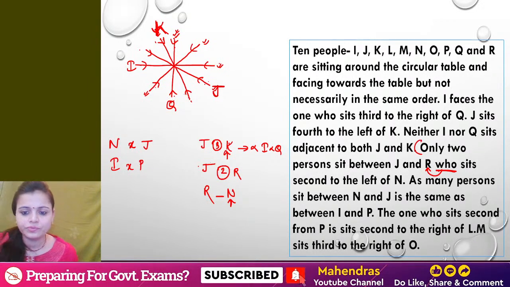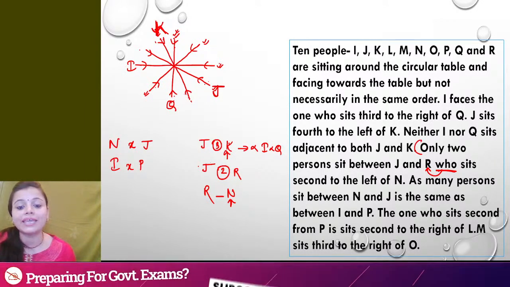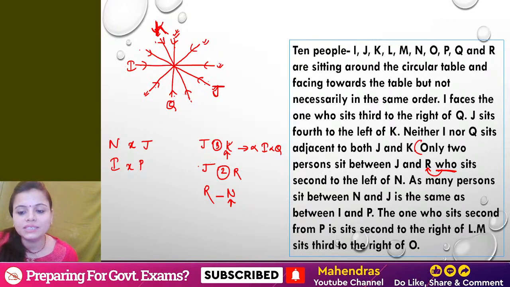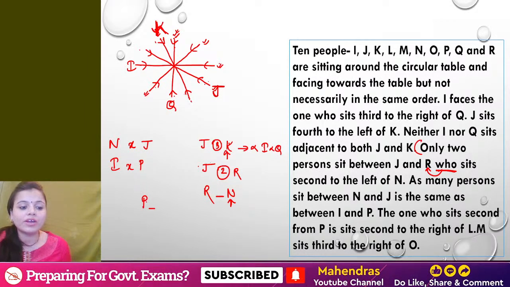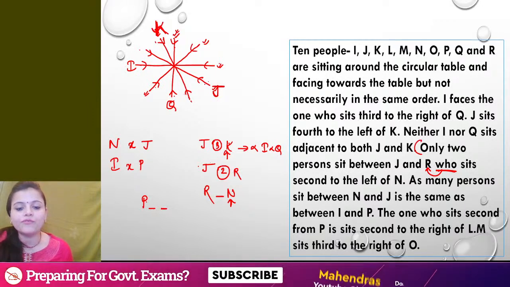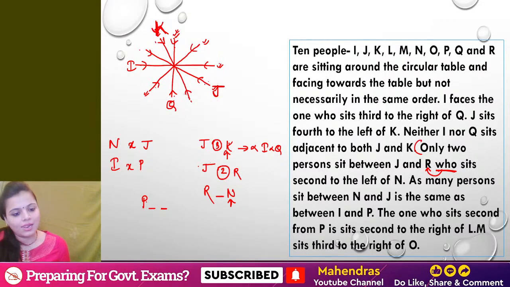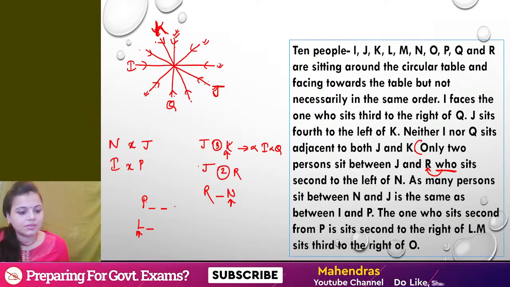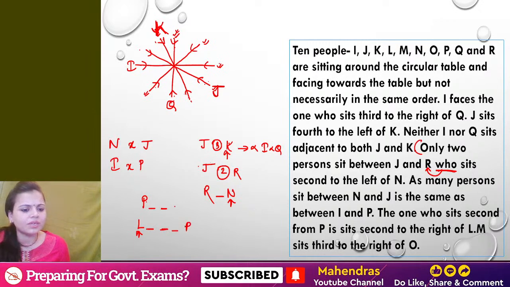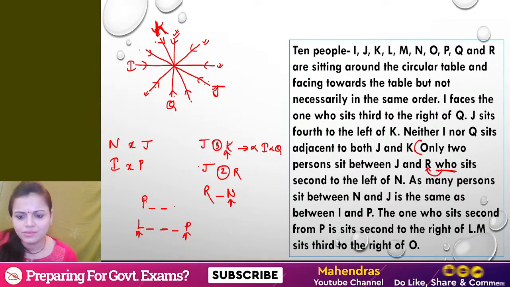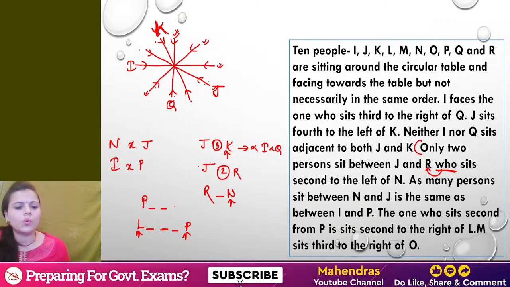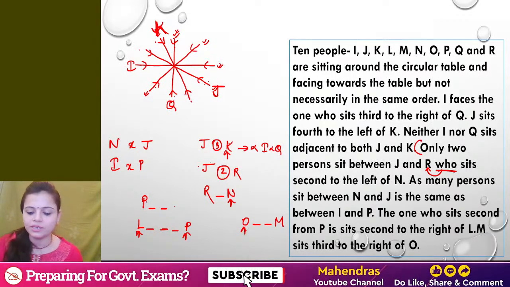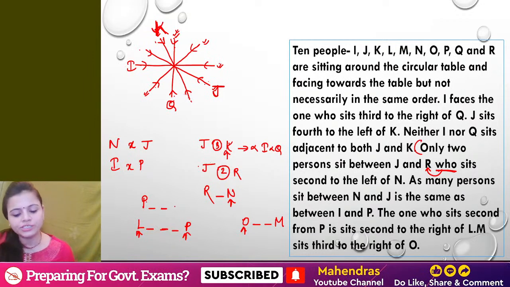Okay, next, the one who sits second from P sits second to the right of L. Okay, see, if second right or second left, we don't know, but the person who sits second from P sits second right of L. It means it's second left of P, the person who is second left of P. M sits third to the right of O. M is third right of O. So always remember, just write down the hint. If you are not getting the place for the person, first just write down the hint.